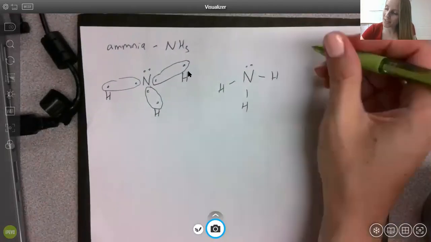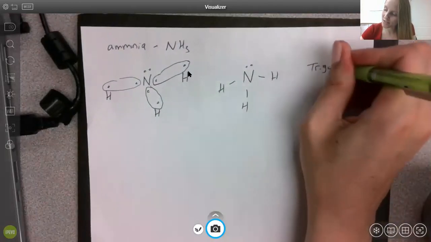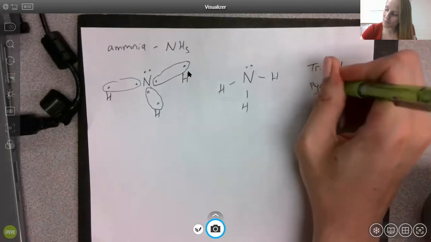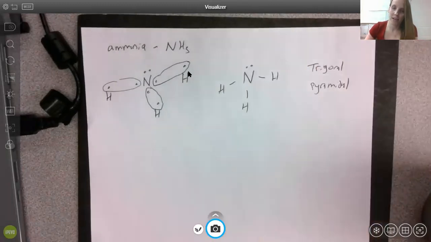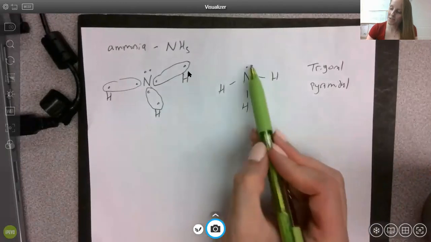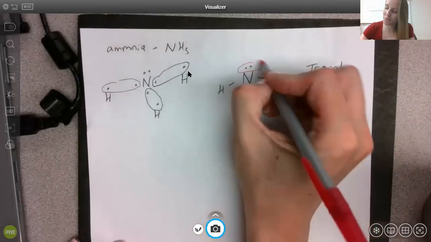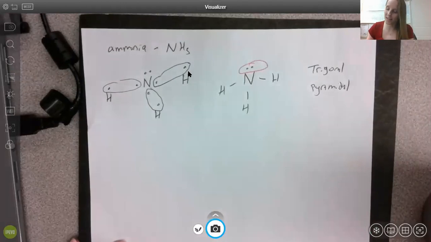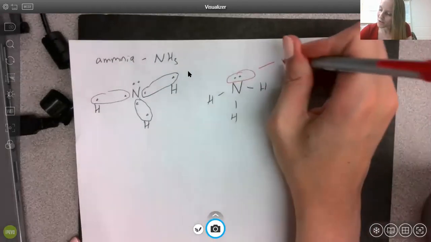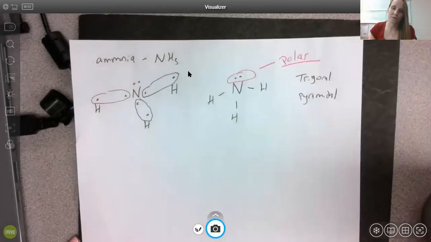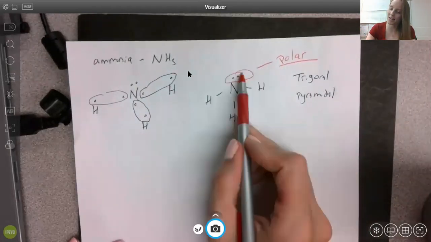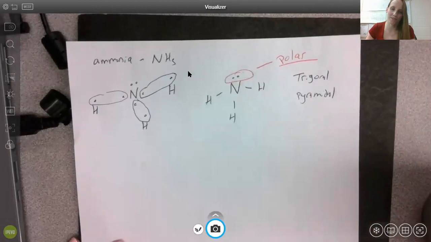Okay. The shape of this is trigonal pyramidal because these unbonded electrons are pushing these bonds down into a pyramid shape. And if you wanted to figure out if this was polar or not, all you would have to do is say, anytime my central atom has unbonded electrons, it is going to be polar. So this would definitely be polar because of those unbonded electrons.